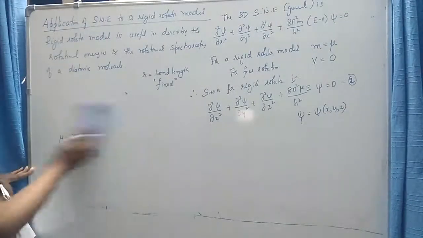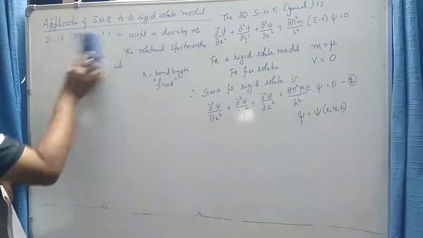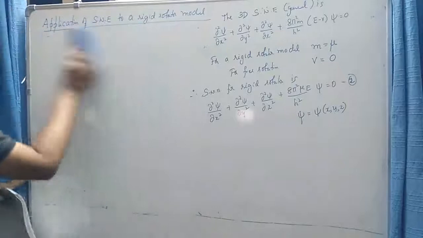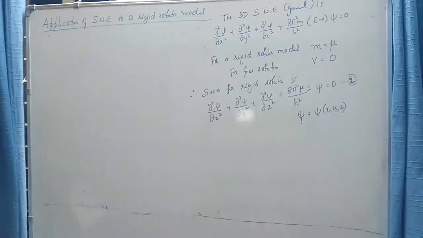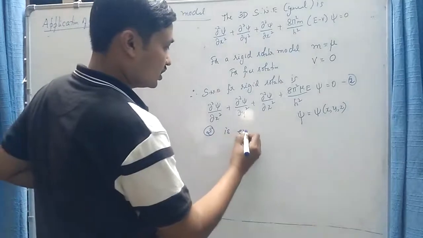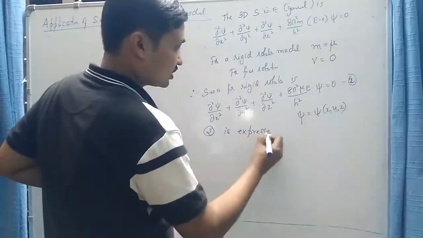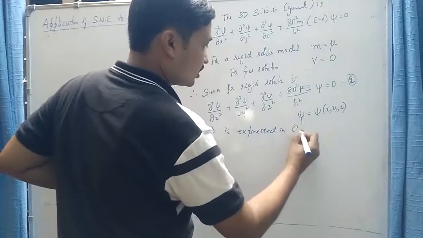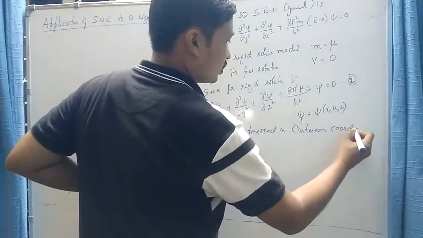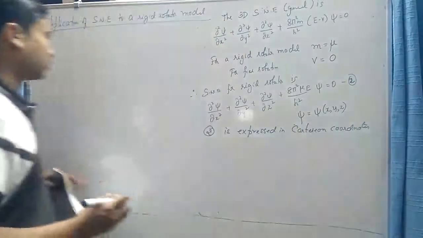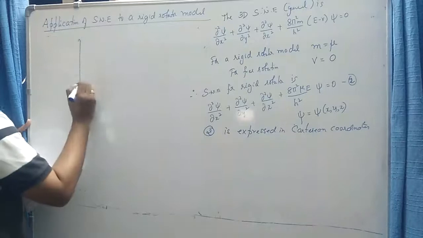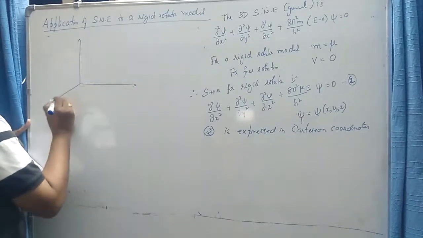Let us see. Okay, so equation 2 is the Schrodinger wave equation. It is expressed in Cartesian coordinates. So what do you mean by Cartesian coordinates? You have three mutually perpendicular axes, x-axis, y-axis and z-axis.